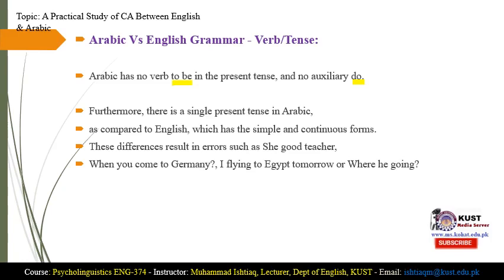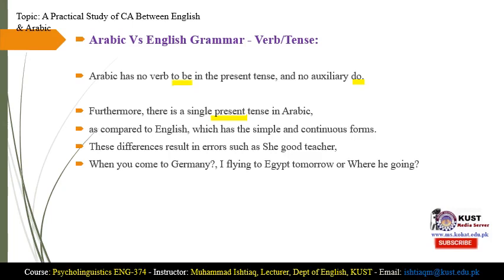Furthermore, another major difference: there's a single present tense in Arabic compared to English, which has the simple and continuous forms. Arabic has only one single present tense, whereas English has four. It has present simple, present progressive, present perfect, present perfect progressive. So against four different forms of present tense in English, the Arabic language has only one form, known as the simple present tense. These differences result in errors such as she, which differences?